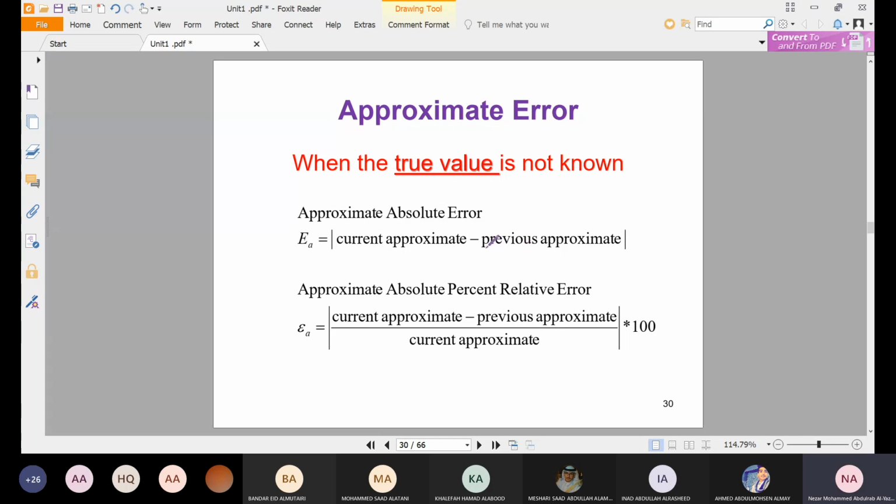Okay, so if you do an experiment, you get one result. For example, in the table, you have the first column, you have the first result, and after that you have the second result. So in this case, we just subtract the current minus the previous one. The same thing is for the percentage, but here we have the present approximation minus the previous approximation, over the current approximation, multiplied by 100.